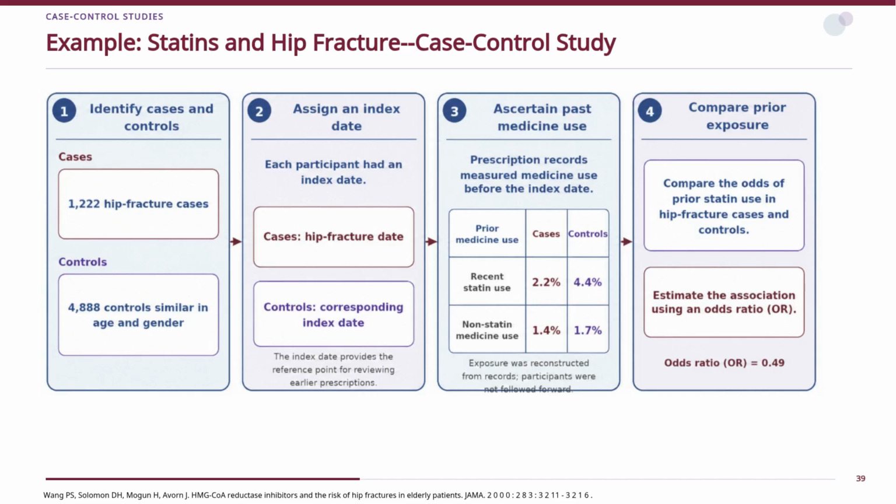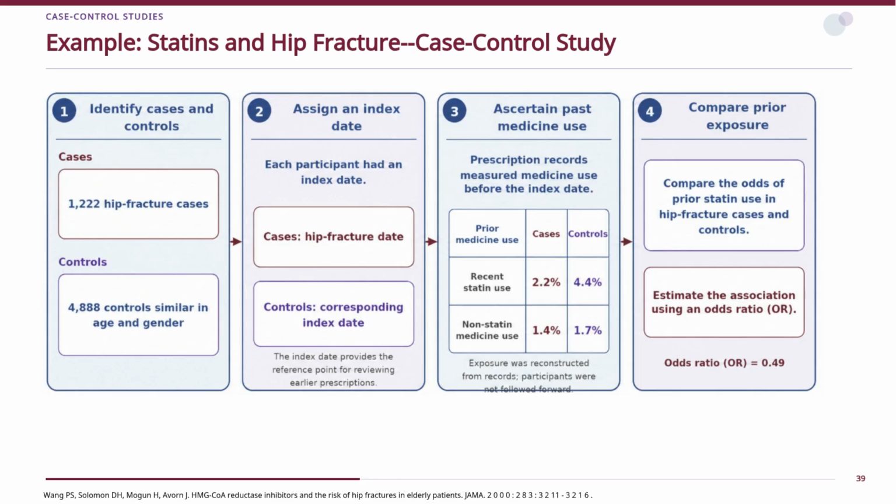During 4.5 years, 1,222 people were hospitalized for hip fracture. These people were classified as cases. For each case, the date of hospitalization for hip fracture was defined as the index date. The study also selected 4,888 people from the same healthcare program who had not experienced hip fracture. These people were classified as controls. The controls were selected so that the control group was similar to the case group in age and gender.